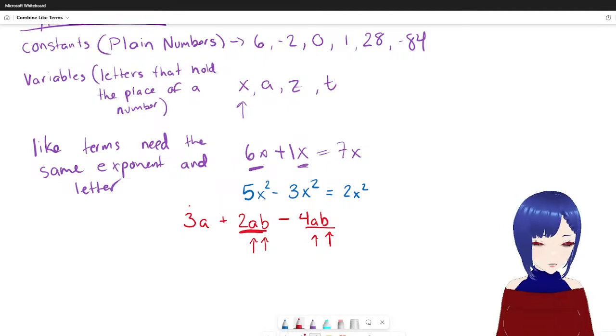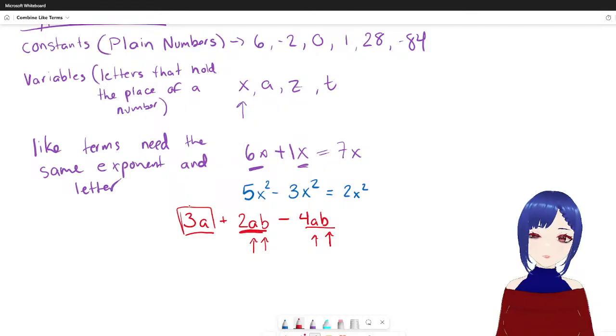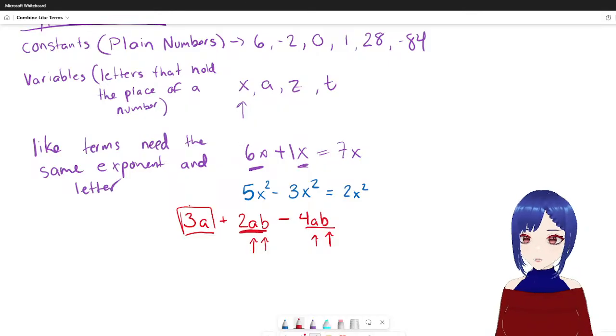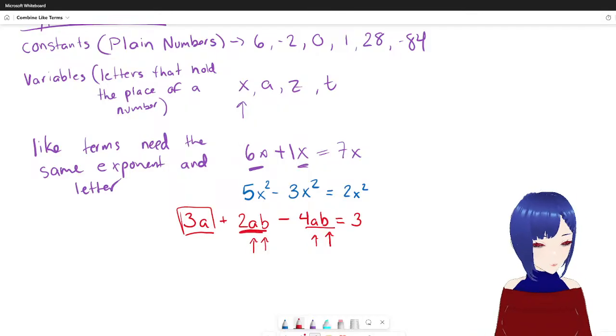So now I have 3A. 3A is the only one that only has an A. But then I have 2AB minus 4AB. So I'm allowed to combine those two because they are like terms. So when I combine these, the 3A doesn't have anything to combine with, so it would stay the same.